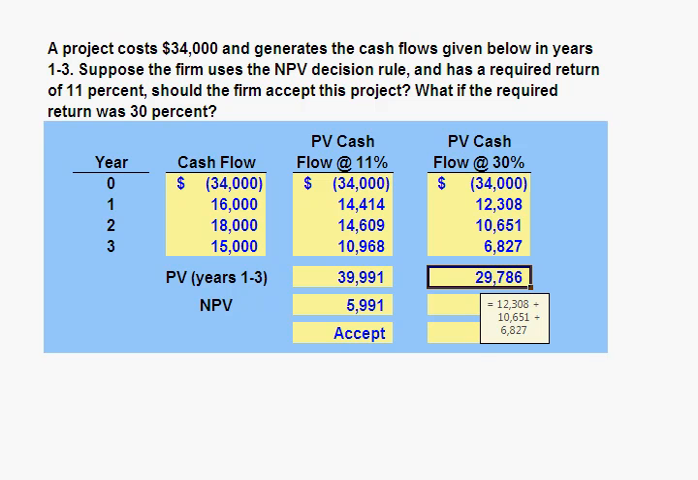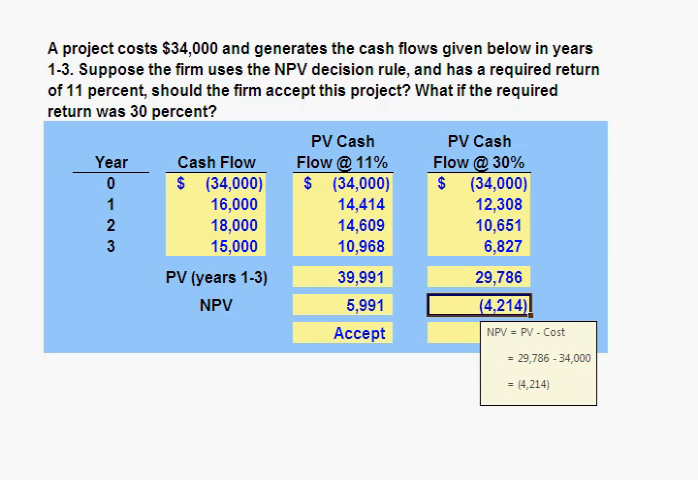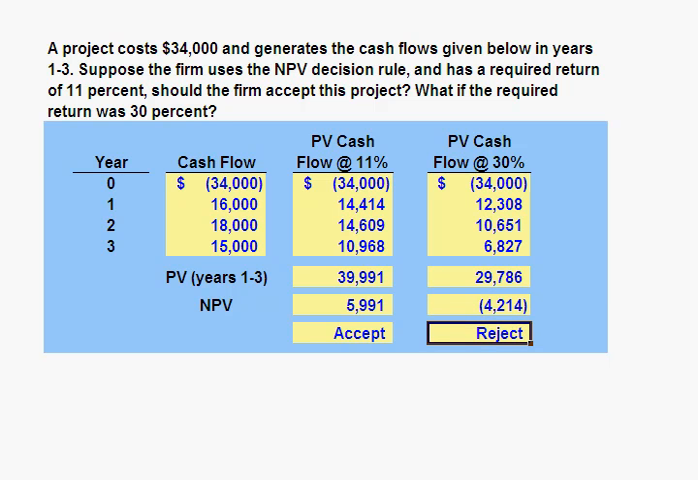$29,786. We calculate the net present value by taking the present value of the cash flows, the $29,786, and subtracting the initial project cost of $34,000. We find at a 30% required rate of return, our project has a negative net present value, and we should reject the project.